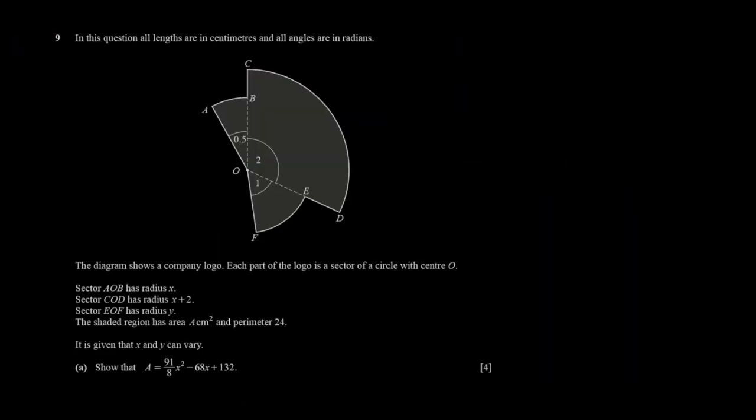All right, then here we are in question 9, which is a circular measure style of question. So the diagram shows a company logo. Each part of the logo is a sector of a circle with center O. The sector AOB has radius x, right?